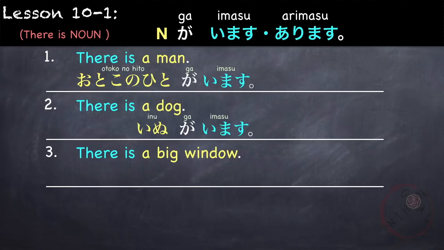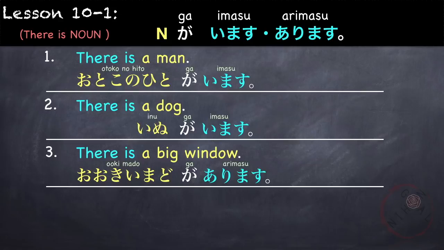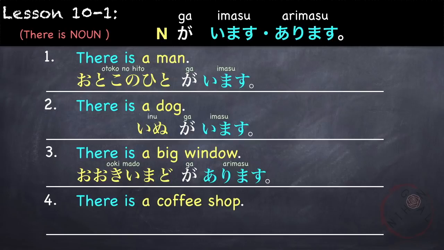Now for objects, for example, there is a big window. Using an adjective and an object, we say big, which is oki. Window is mado. Oki mado ga arimasu. Another example, there is a coffee shop. Coffee shop is kisaten. Kisaten ga arimasu.